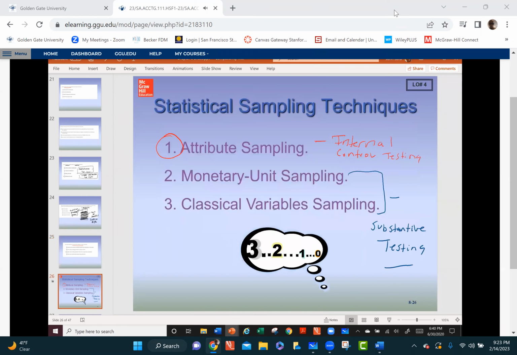Okay, so that's some of our basic stuff here. Before we jump into this attribute sampling discussion, any question about anything we talked about so far, which is really a definitional thing?